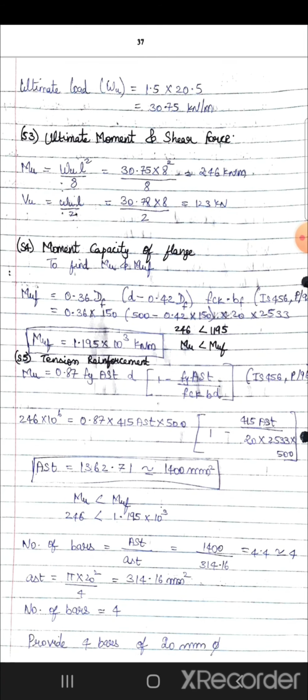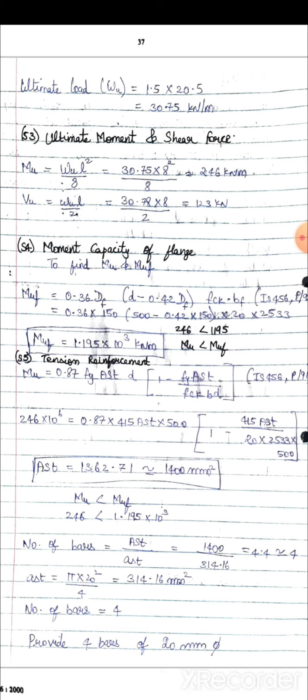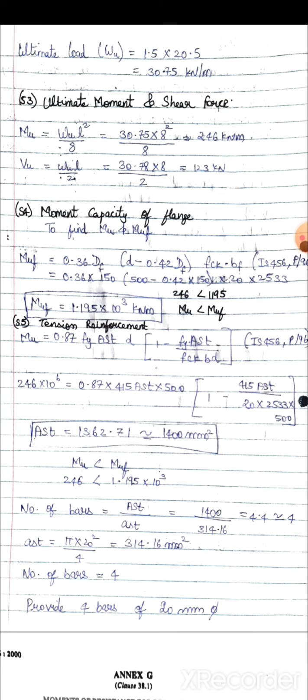Step 3 is calculating ultimate moment and shear force. Ultimate moment formula is WL square by 8. W is ultimate load. So the answer of ultimate moment is 246 kilonewton meter. Next is shear force calculation. Formula is WL by 2. Ultimate load is W. So the answer is 123 kilonewton.